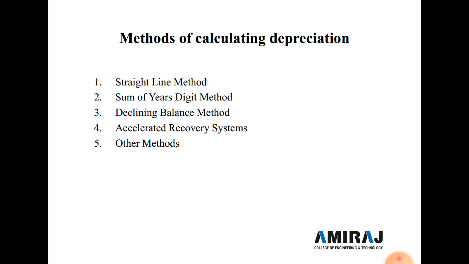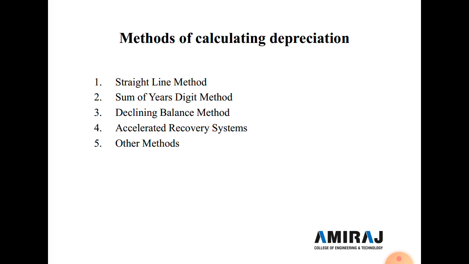The name indicates the sum of year digit method: the life of the equipment is 8 years, so the summation of the 8 years is equal to 36. The rate of depreciation charge for the first year is assumed to be the highest, and then it decreases. The rate of depreciation for years 1 to 8 respectively is 8 divided by 36, then 7 divided by 36, 6 divided by 36, 5 divided by 36, 4 divided by 36, 3 divided by 36, 2 divided by 36, and in the last year, 1 divided by 36.